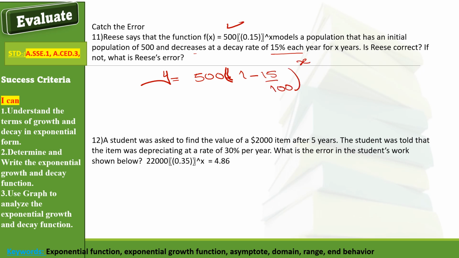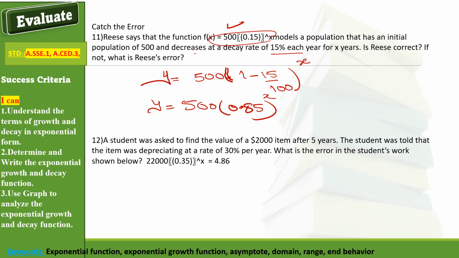Is his model correct? No, it is not correct. The reason is that 15% means decreasing, so the rate factor or the base will be 0.85. So he is not using the correct formula. Okay, Reese is not using the correct formula.